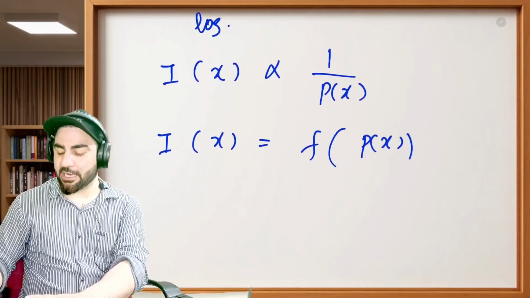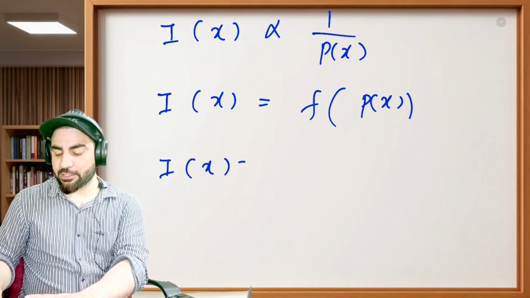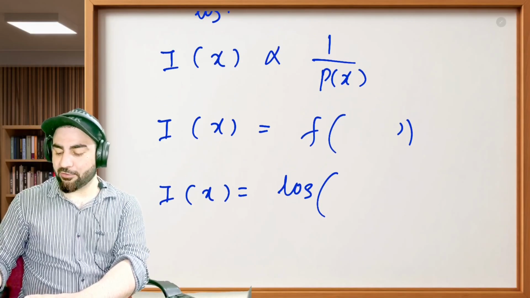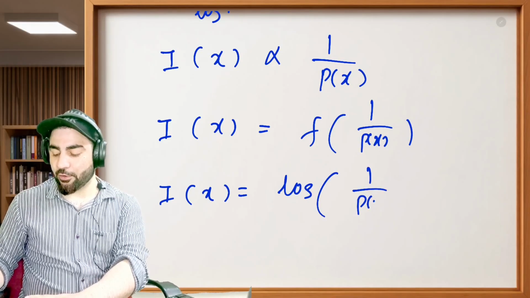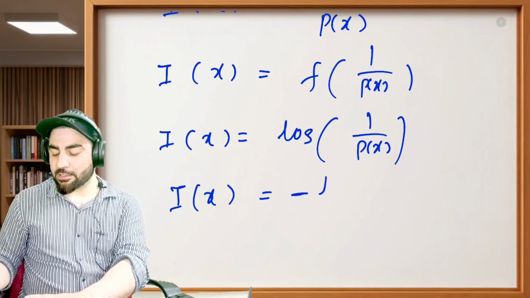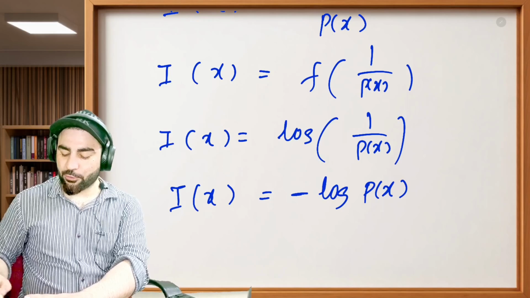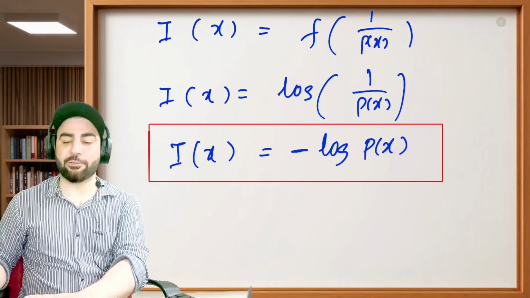So what is that function? That function is the log function. So I can apply log onto this. I'll say information of X is equal to the function log of, let's say, 1 by P of X, because it's inversely proportional. So this is 1 by P of X, and information of X is equal to minus log of P of X. The thing that you see over here, this point, is your information content.